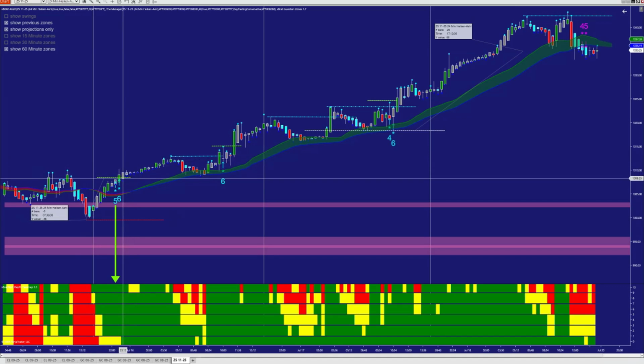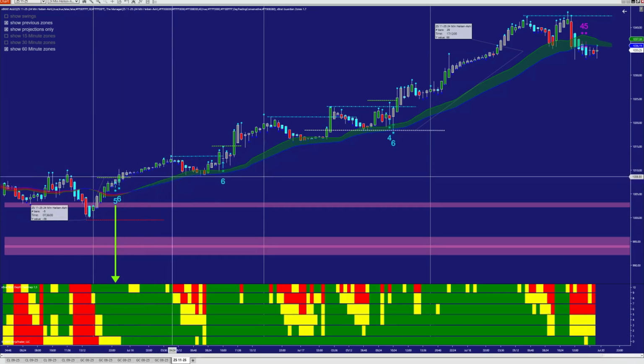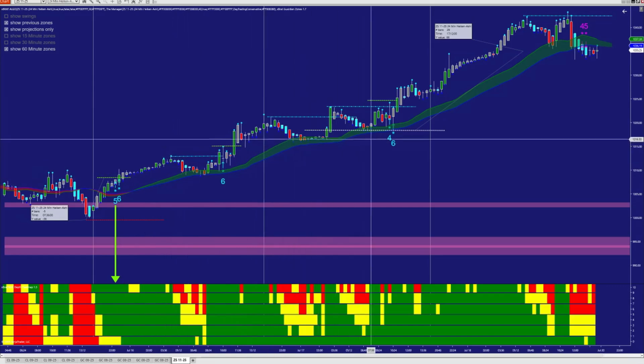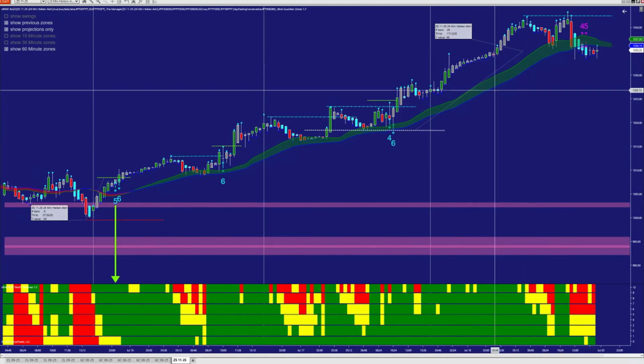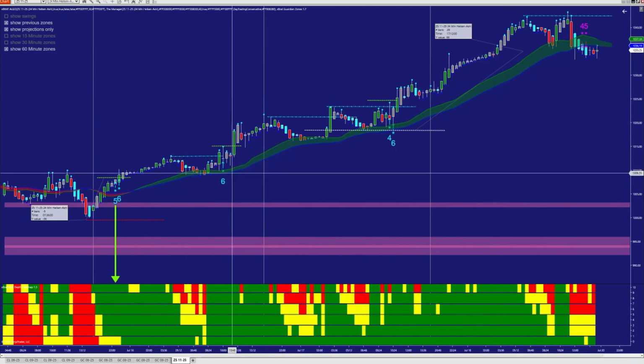The way to manage this trade is using the expert manager. You see this green ribbon here. Okay, this remains green all the way through. So this is one of the reasons why we stay in that trade.